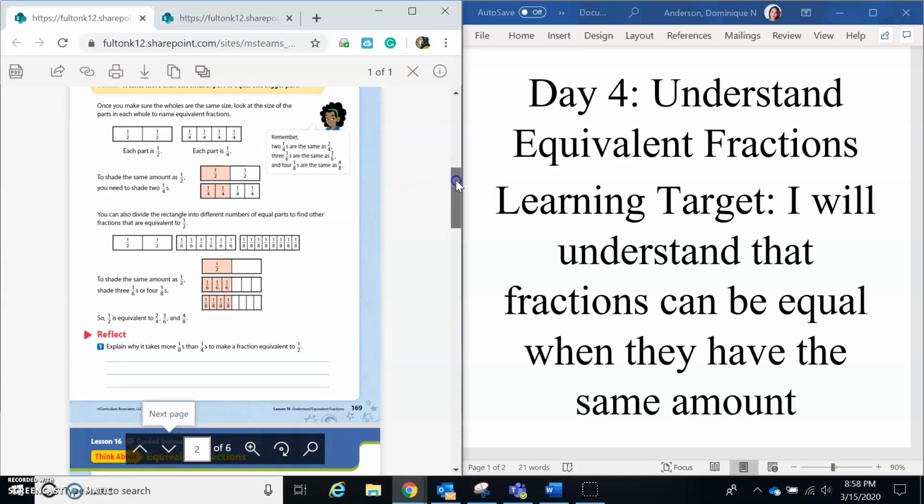So now let's look at our reflection question. It says, explain why it takes more 1/8 than 1/4 to make a fraction equivalent to 1/2. So if you look here, we have 1/2, and it only takes 2/4 to equal the same amount as 1/2. But here it takes 1, 2, 3, 4/8 to equal the same as 1/2. So I'm going to go back over here.